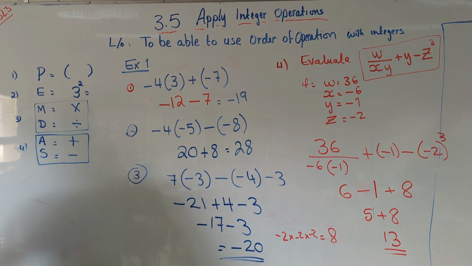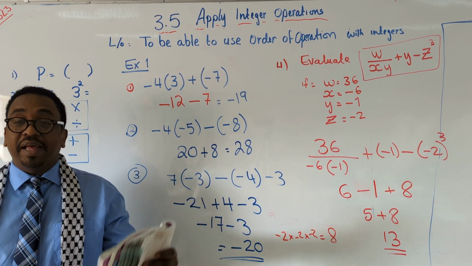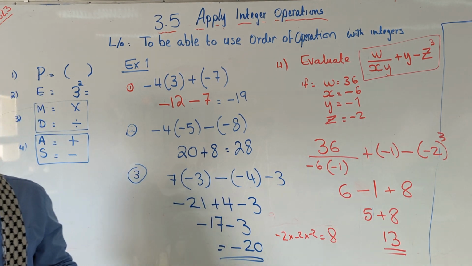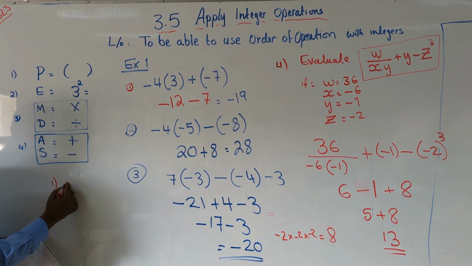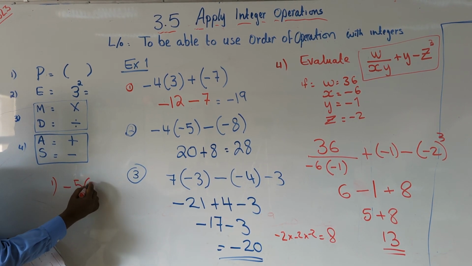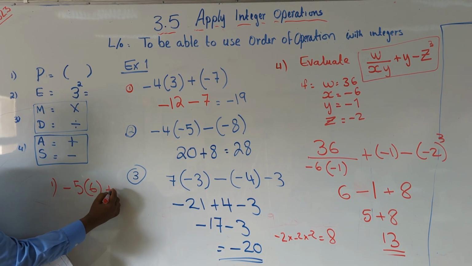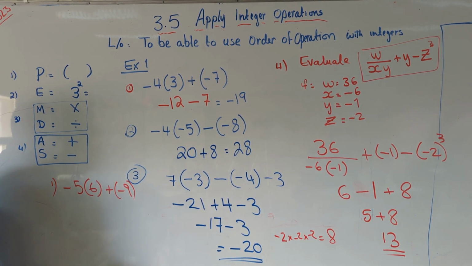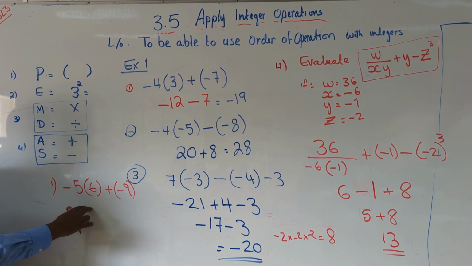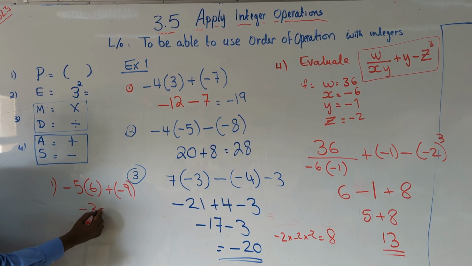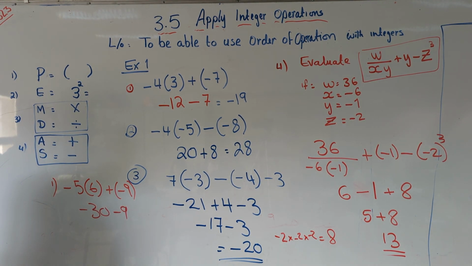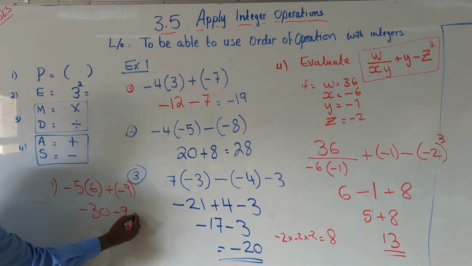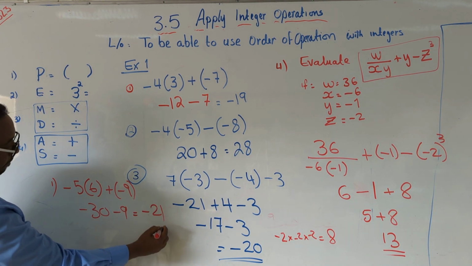Okay, so now can we start doing the practice on page 169? Page 169. The first question is question 1. We have -5 times 6 and then plus -9. What you have to do is multiply first, because multiplication is the first thing we have. 5 times 6 is 30, so it is -30 and then -9. What is -30 minus 9? 39. So the answer will be -39.